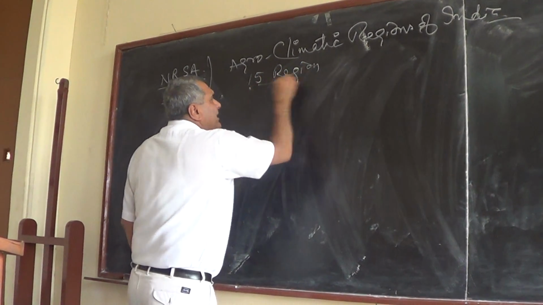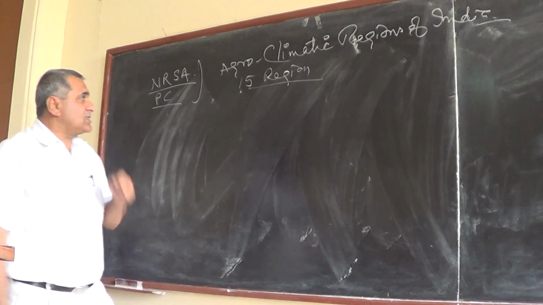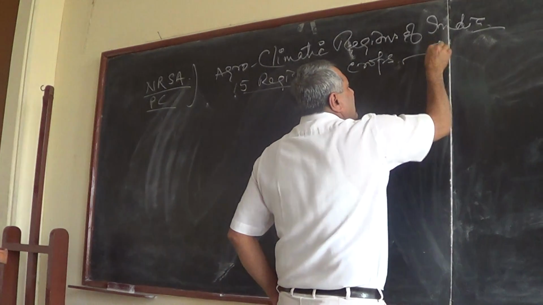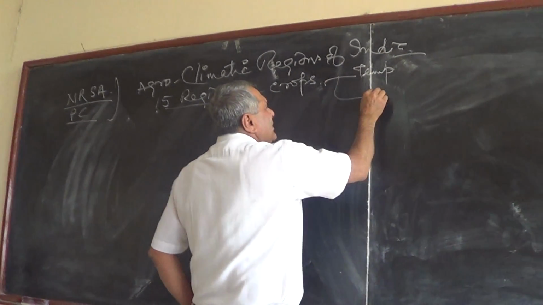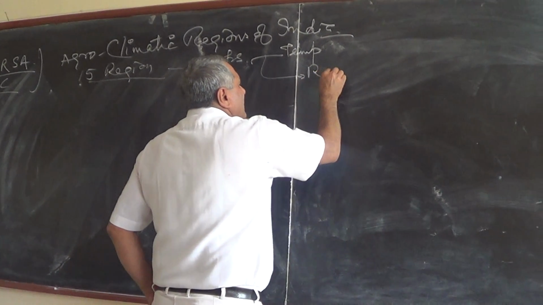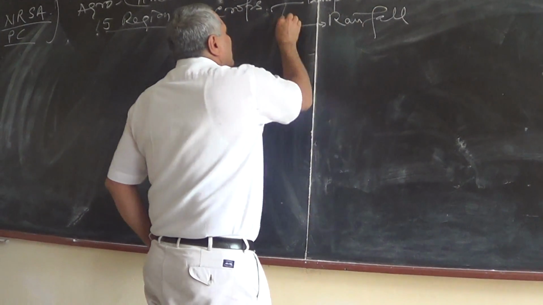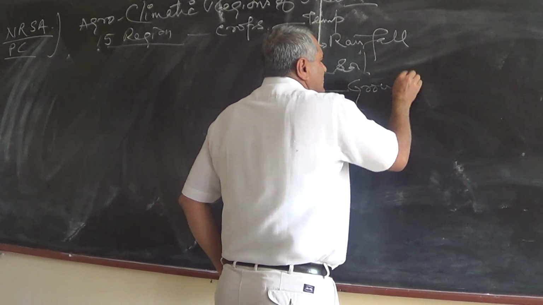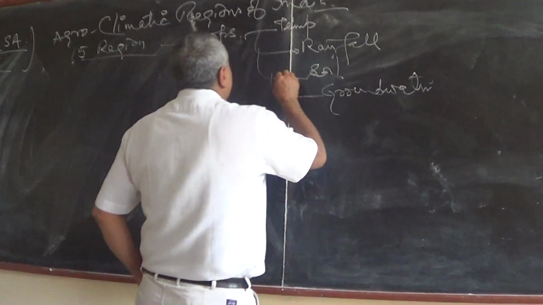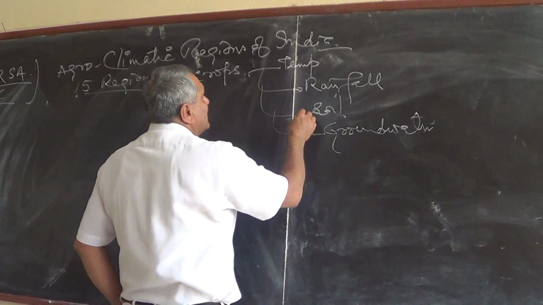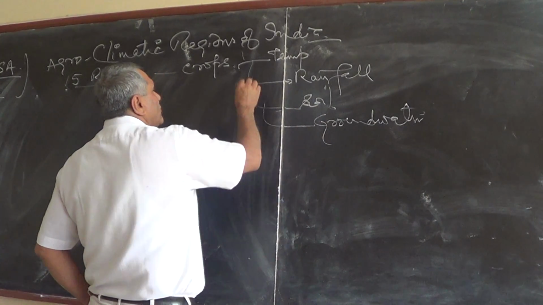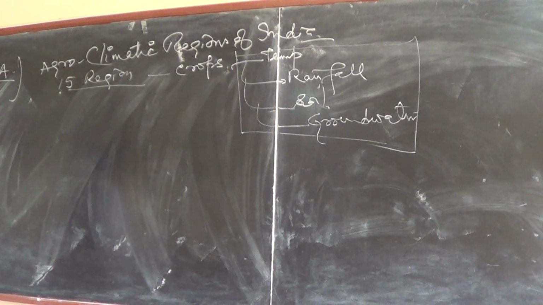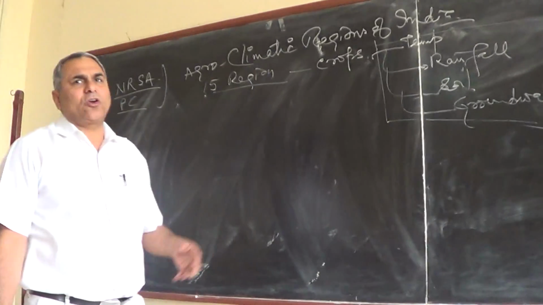It divided India into 15 agro-climatic regions, on the basis of the crops and the temperature required for the crop, rainfall, nature of soil, groundwater, all on the basis of this temperature, rainfall, soil and groundwater. So all these are the basic parameters. On the basis of these 4 parameters, in every region we have different cropping seasons.